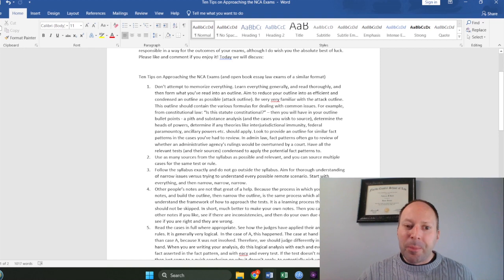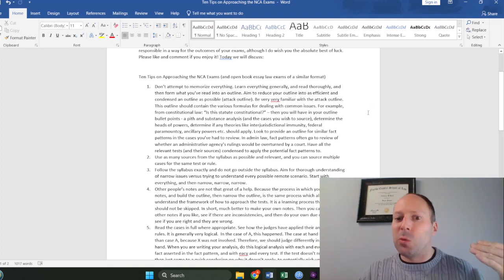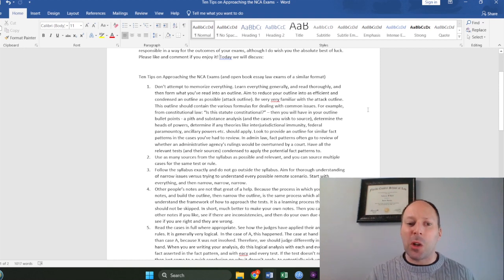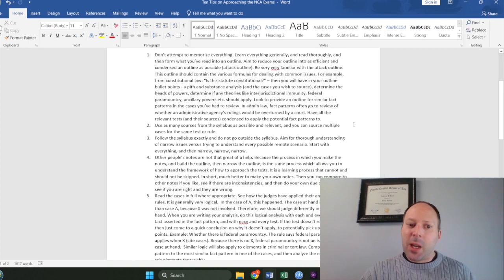Tip number 2, use as many sources from the syllabus as possible and use relevant sources, and you can source multiple cases for the same test or rule. So if multiple cases come to the same conclusion and they're in your syllabus, why not list 2, 3 cases if that's what goes to it. Tip number 3, follow the syllabus exactly and do not go outside the syllabus, especially in the NCA exams.